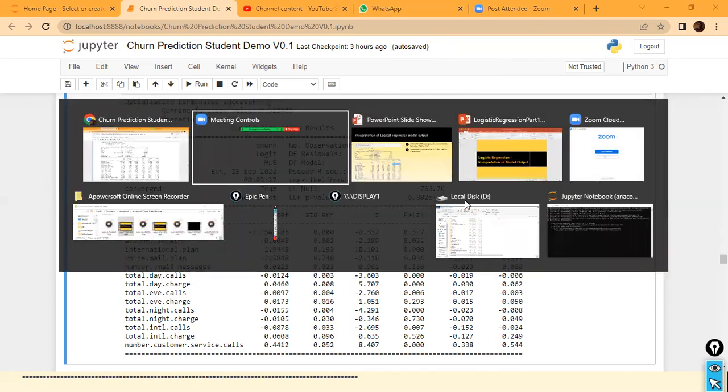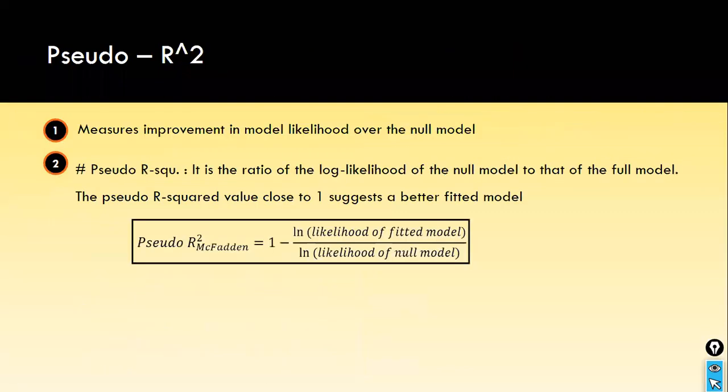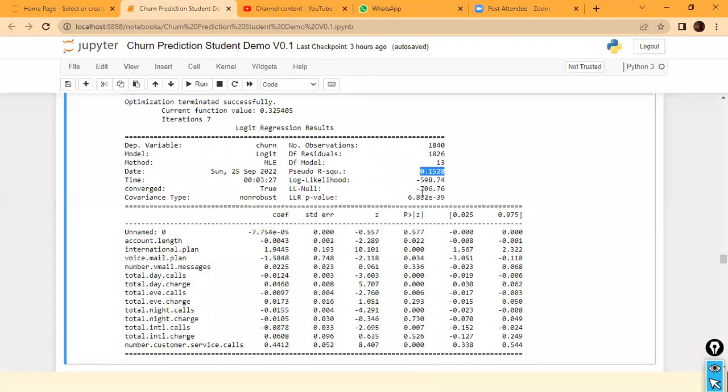I'll just show you the formula here. The formula is 1 minus the natural logarithm of the likelihood of the fitted model over the natural log of the likelihood of the null model. You need to subtract this value from 1 in order to get pseudo R squared. So obviously when you divide this value by this one, and then subtract this from 1, we will get 0.1528. So now the question is, what exactly is log likelihood? What is log likelihood null? You might be asking this question.